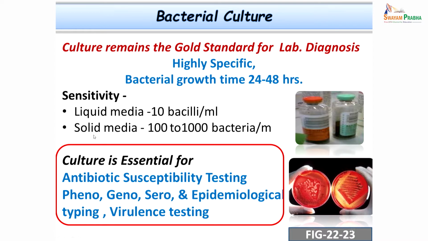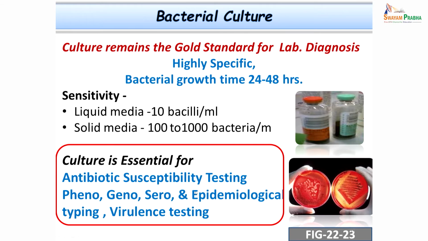Solid media require a sample containing anywhere between 100 to 1000 organisms to show a colony. However, if we are growing them in liquid media, as few as 10 bacilli per ml can give us sensitivity for culture. Why we need to go for culture is because it helps us carry out the antibiotic sensitivity of the isolates. It also helps us in typing the bacteria we isolate.